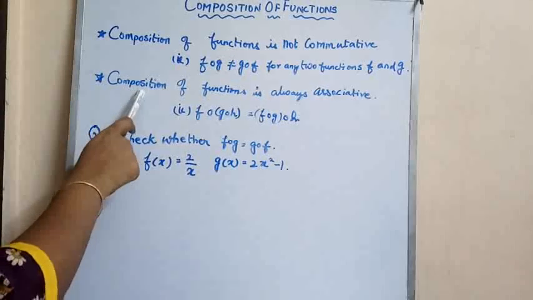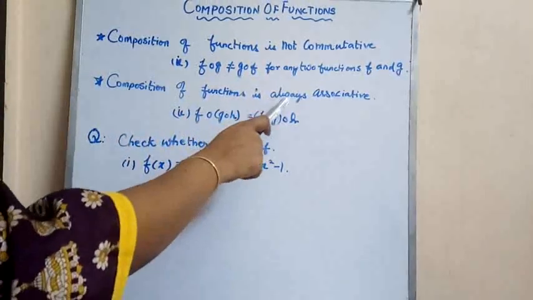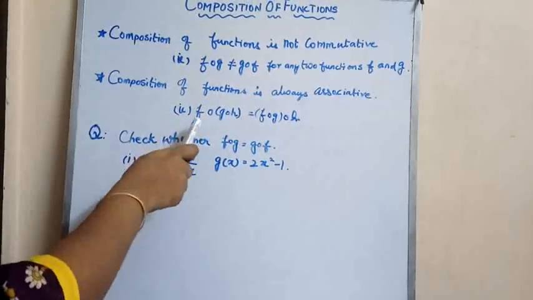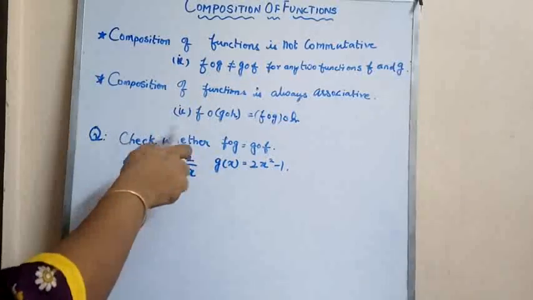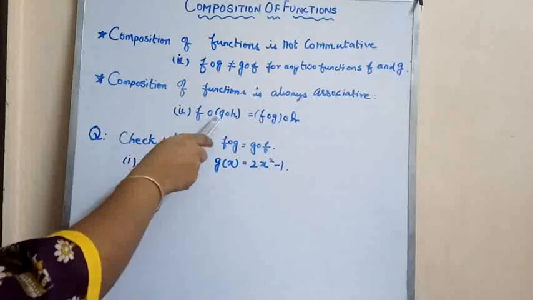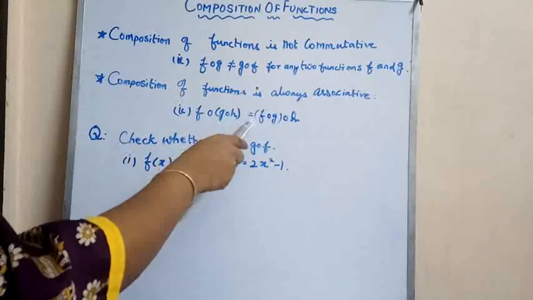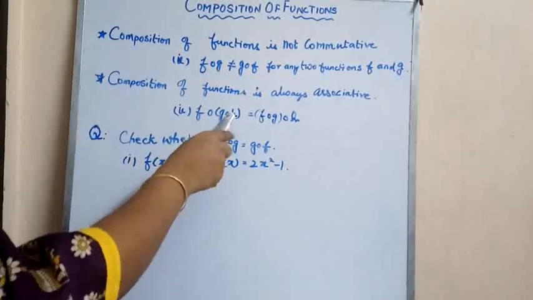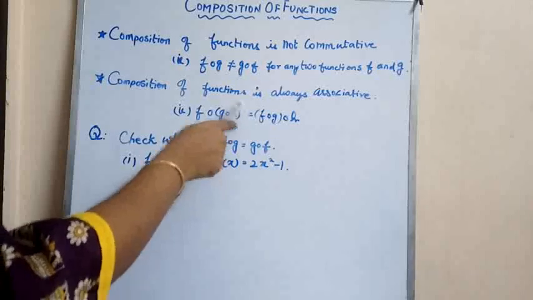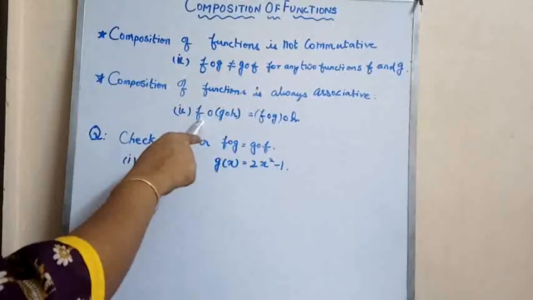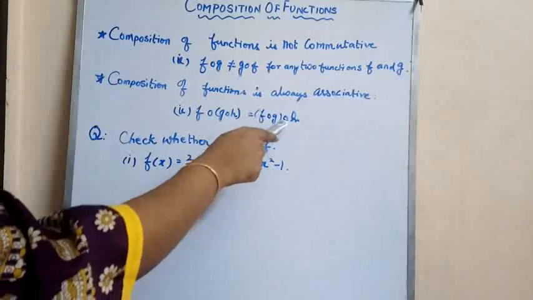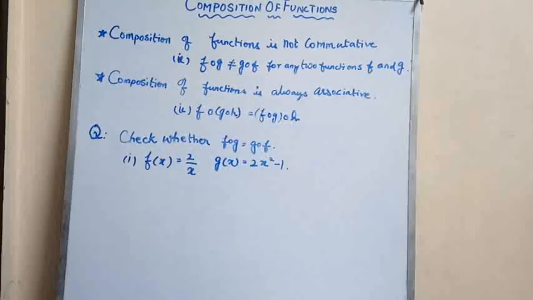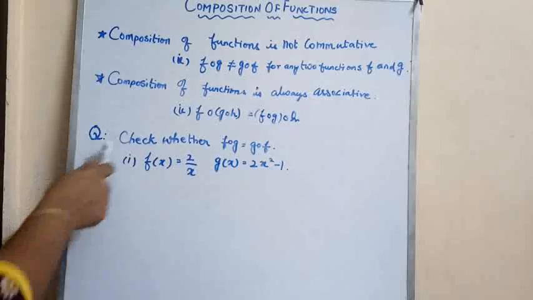At the same time, composition of functions is always associative. What do you mean by associative? That is, when we are having three functions, (f∘g)∘h is equal to, that is, when we apply these two functions first and then do it with f, will be equal to f∘(g∘h).